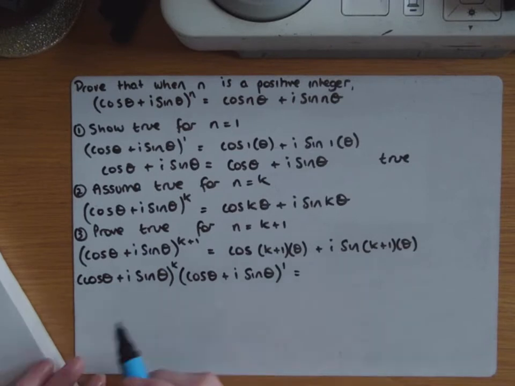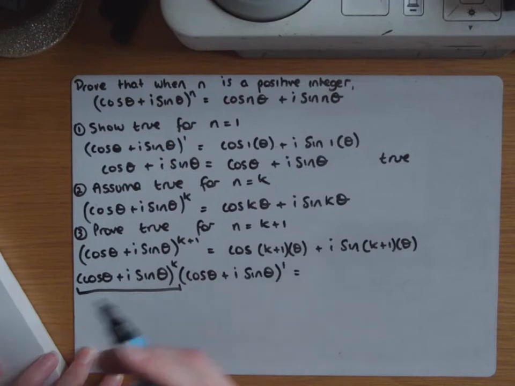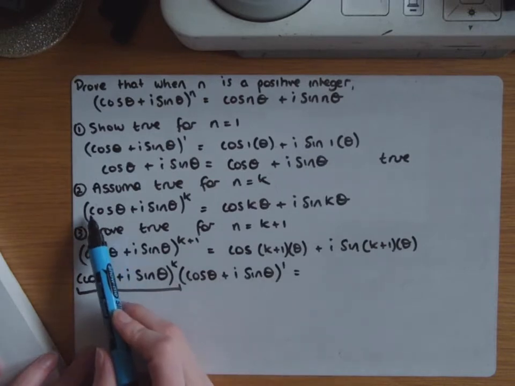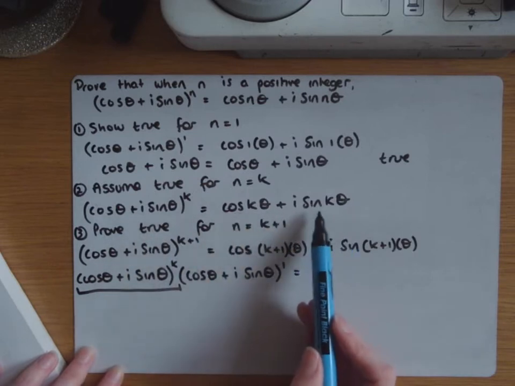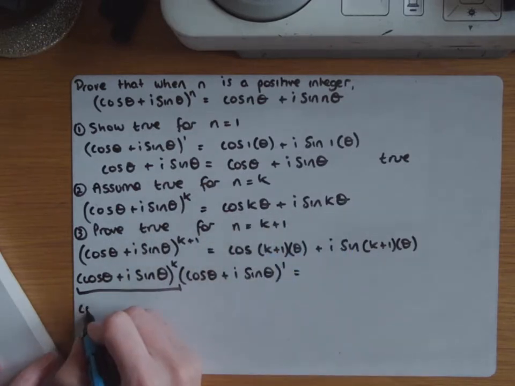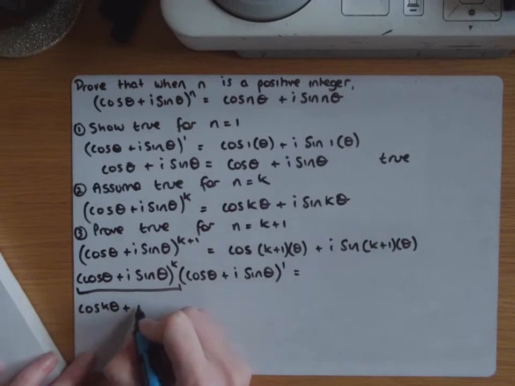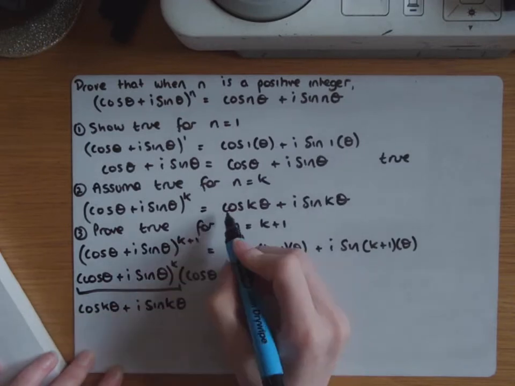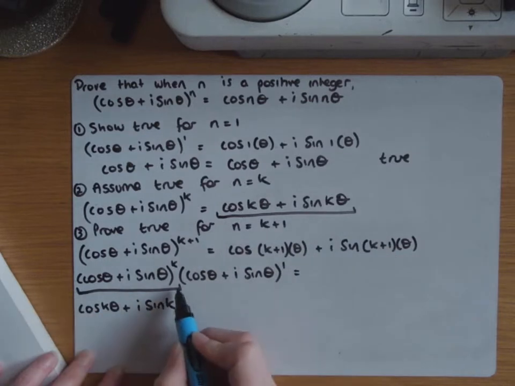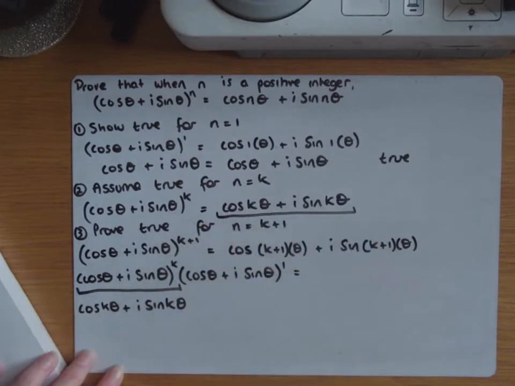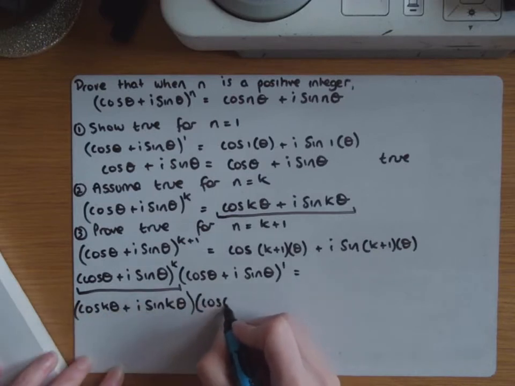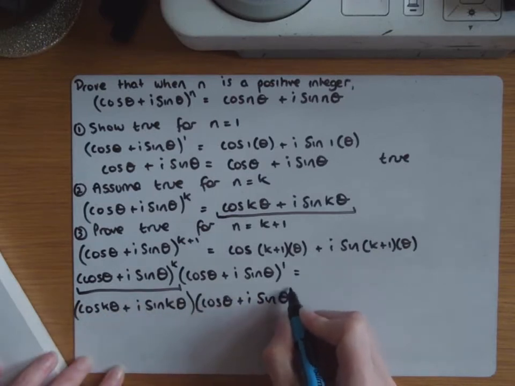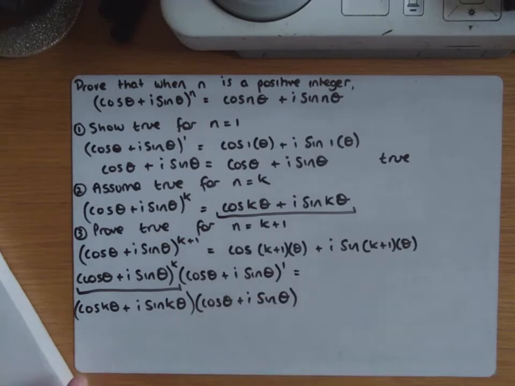Now, come back here. I have assumed that true, okay? So there's my assumption, cos theta plus I times sine theta to the power k is this, okay? So we're going to replace that with cos k theta plus I times sine k theta. So this is what's happened. I've replaced this with this. Okay, we assumed that to be true. Multiplied by cos theta plus I times sine theta to the power of 1 is just that, okay?